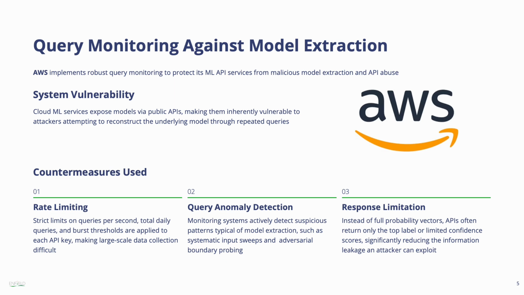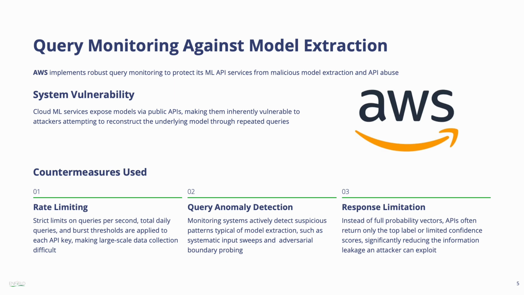In this case, AWS has used rate limiting, so they use strict limits on the number of queries per second someone can send, the total daily queries that someone can send, and limits related to bursts of queries.